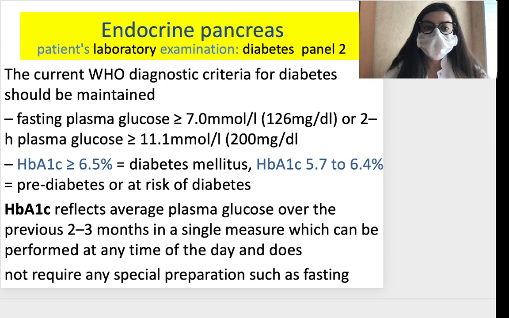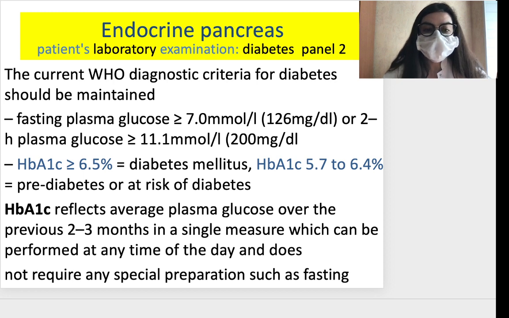The current World Health Organization diagnostic criteria for diabetes should be maintained. First of all, it is fasting plasma glucose more than 7 millimoles per liter, or in milligrams 126, or 2 hours plasma glucose more than 11.1 after the oral glucose tolerance test. It is glycated hemoglobin more than 6.5, which means diabetes mellitus, and if it is from 5.7 to 6.4, it's not normal too, but it tells you about pre-diabetes or risk of diabetes.